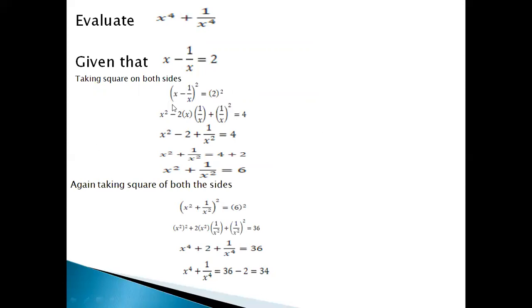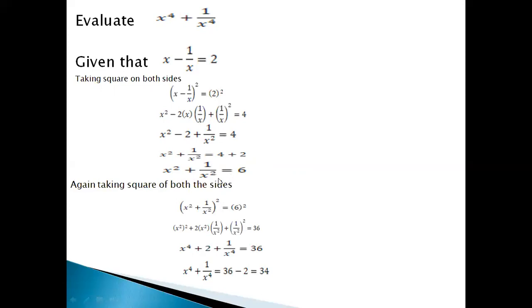Whenever we have square outside the bracket, we will evaluate the square using identity, either first or second. So we have a square minus 2ab plus b square. A square is x square minus 2 x 1 over x plus 1 over x square. Here x and x will cancel out, and we get x square minus 2 plus 1 over x square is equals to 4. Now shift this 2 on other side, minus 2 on other side, it will be plus 2. So we get x square plus 1 over x square is equals to 6.